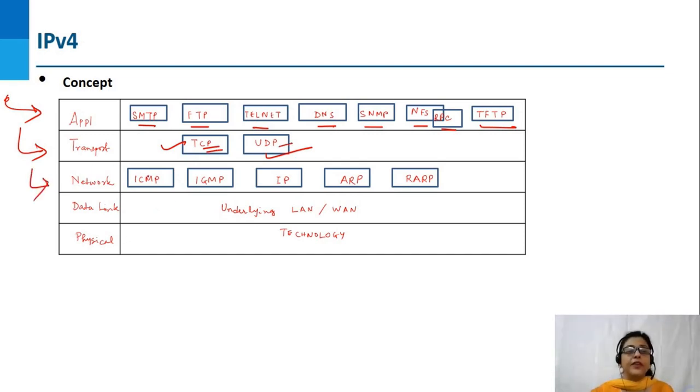At the network layer, we have ICMP, IGMP, IP, ARP, and RARP. At the data link layer and at the physical layer, we have the underlying LAN and WAN technologies. So we can see that IP stands at the network layer, and this is the position of IP in the IPv4 TCP/IP protocol suite.